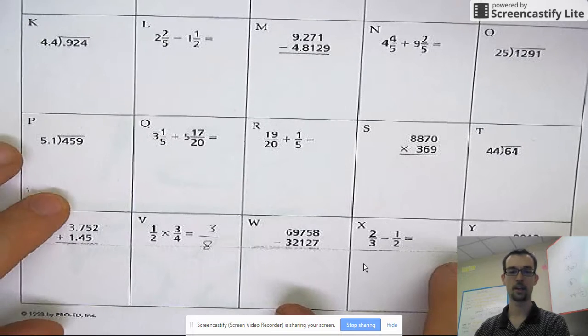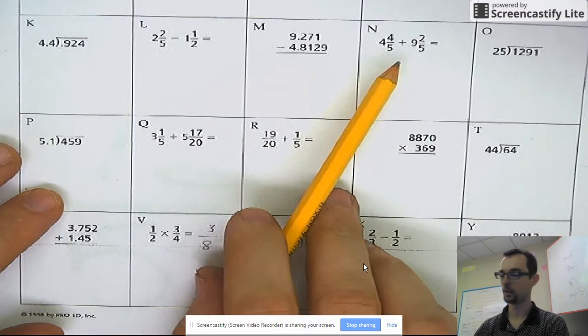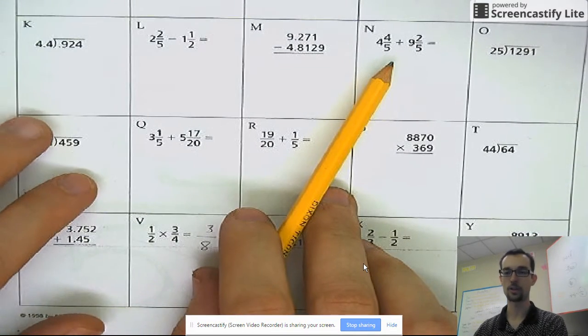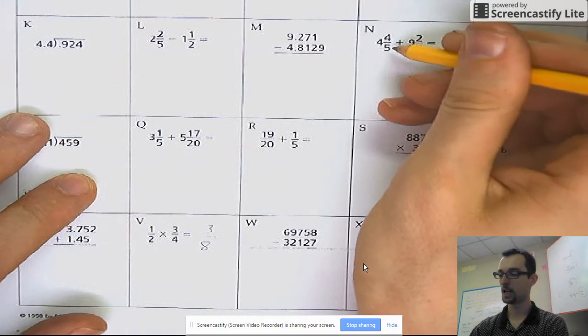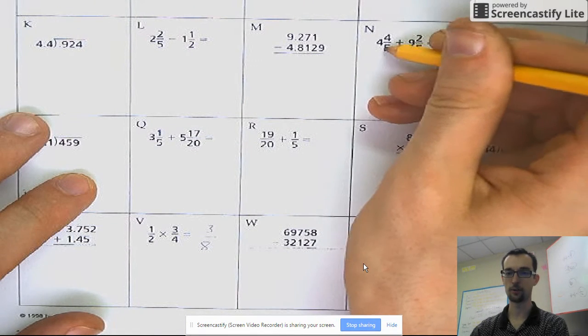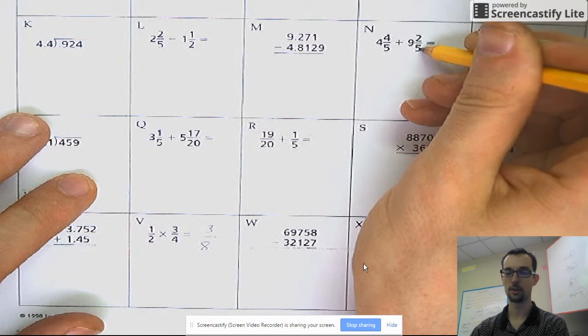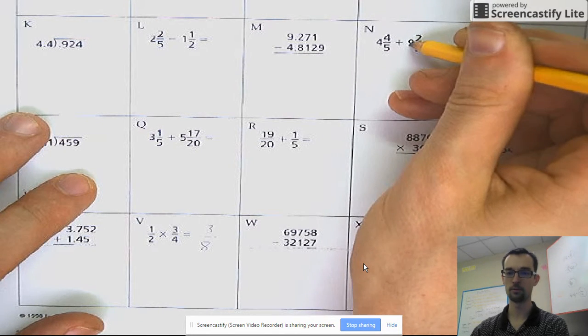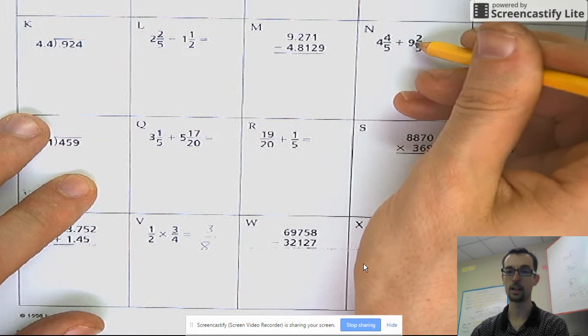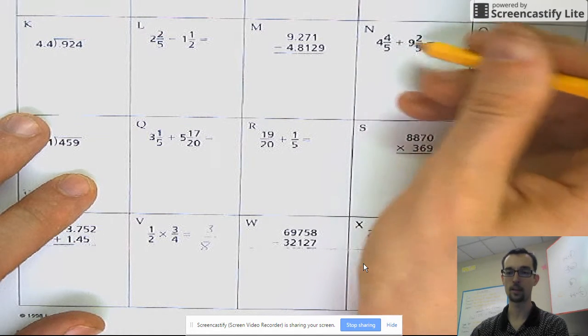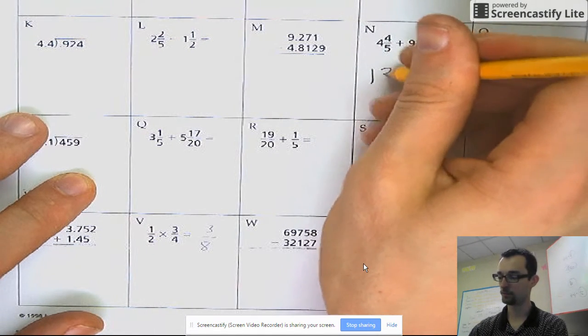And then it looks like N. Okay, so I'm adding. The first thing I see is my denominators are the same. This is really easy when your fractions have the same denominator. I'm going to add these two together first. 4 plus 9, the integer part, is 13.